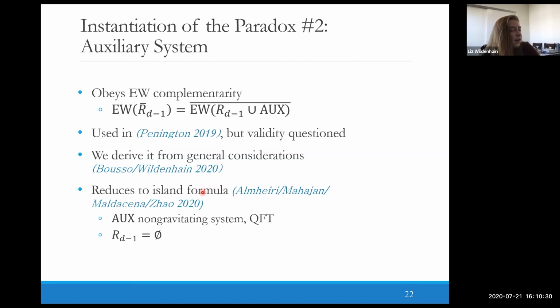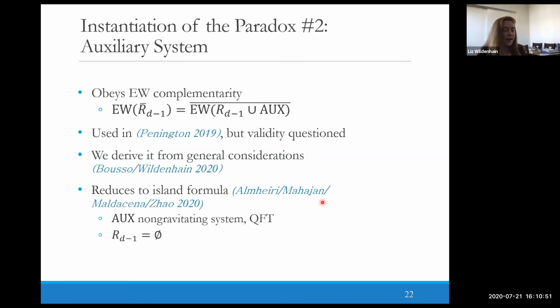And another thing to note is that this reduces to the island formula, which appears in this paper here, if you assume that the auxiliary system is a non-gravitating system described by a quantum field theory, and you select the d minus one dimensional region to be zero.